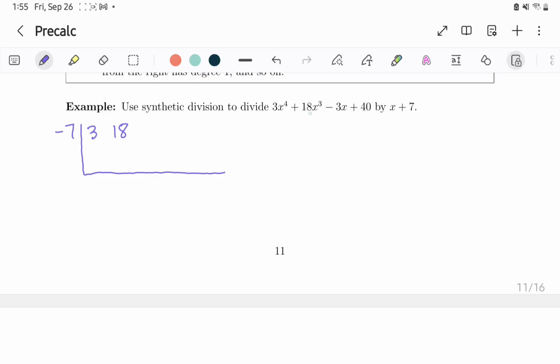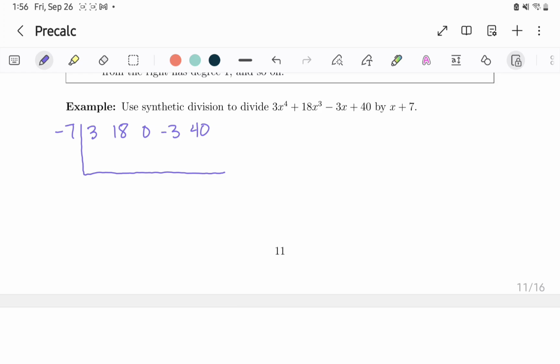You do want to be careful when you're using synthetic division. You need to have a place for every term of the polynomial that has lower degree than the highest degree term. So for instance here, there's no x squared term, so that means its coefficient is 0. So we want to put a 0 here after 18, because that's the coefficient for the x squared term, and then minus 3 for the degree 1 term, and then 40 for our constant term.